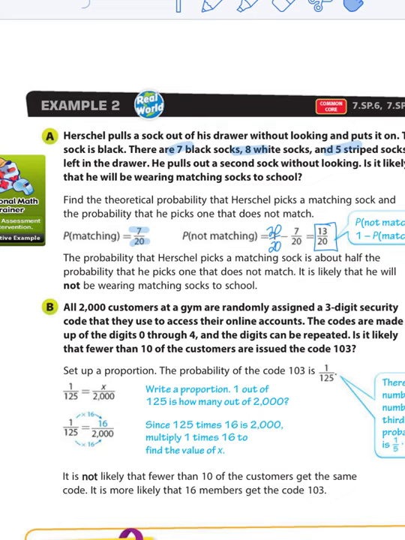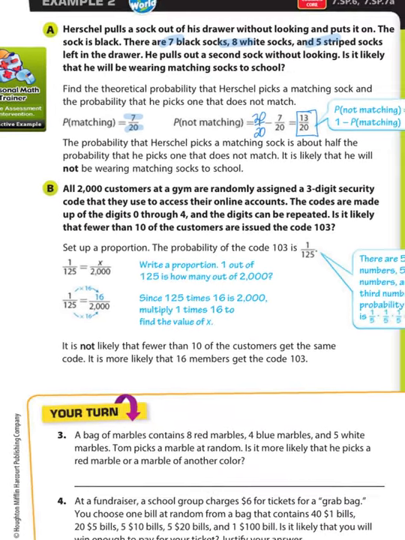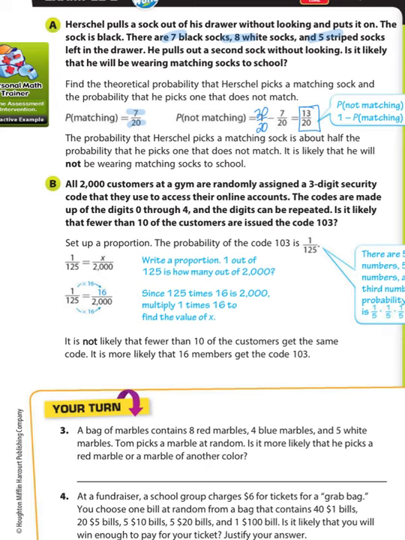All right, let's look at the second part of this example. Again, looking at complements. All 2,000 customers at a gym are randomly assigned a 3-digit security code that they use to access their online accounts. The codes are made up of digits 0 through 4, and the digits can be repeated. Is it likely that fewer than 10 of the customers are issued the code 103?